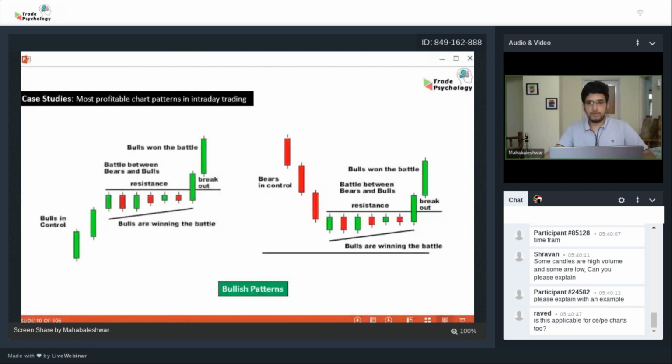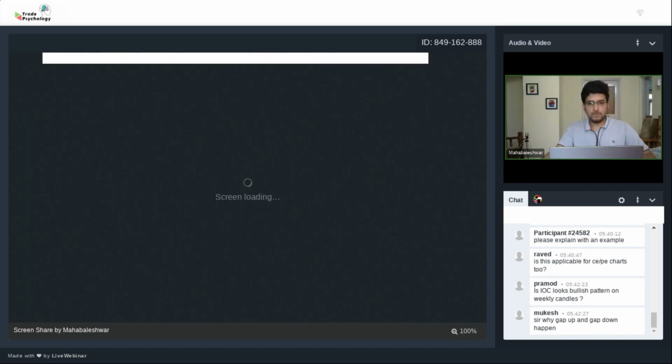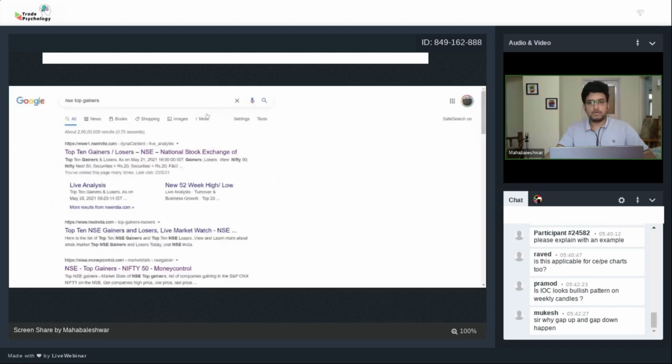So let me just open the NSE India and I will tell you how exactly we need to identify the breakout patterns. For that, let me just share the screen. First, you need to go to Google and search for NSE top gainers, because we are identifying breakout patterns from the stocks which have the highest percentage gain, as these are the stocks which can give the possibility of a breakout pattern.